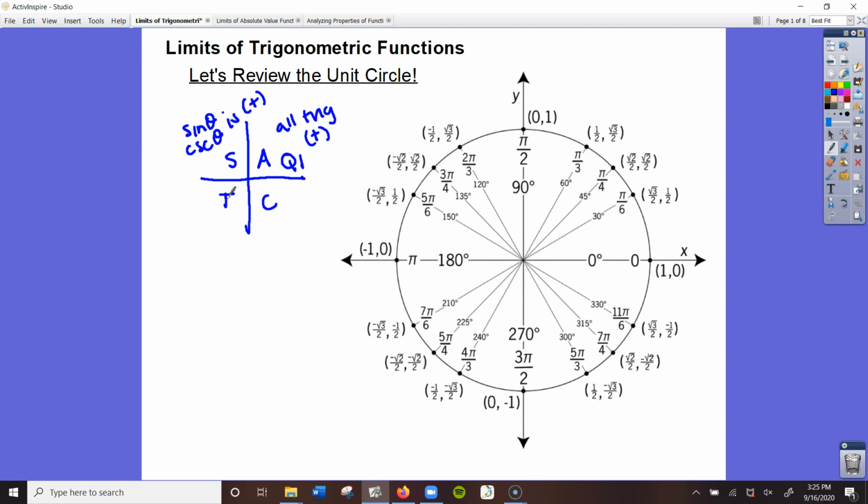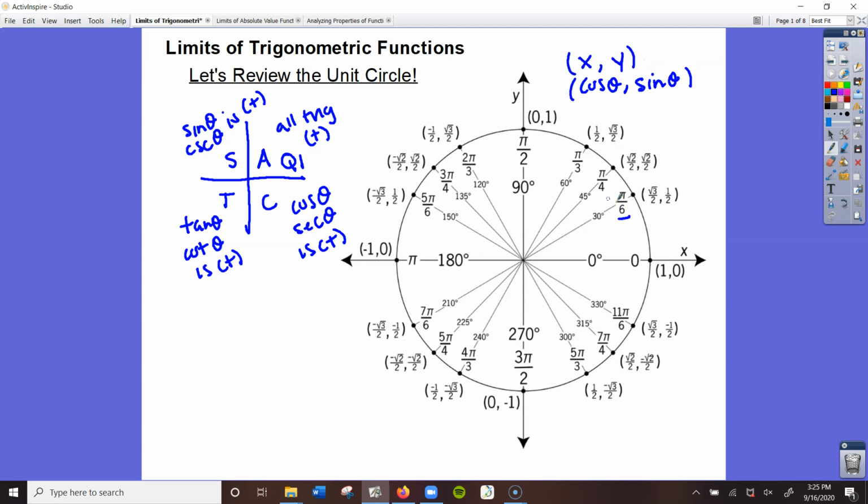In quadrant 3, tangent and cotangent are positive. And in quadrant 4, cosine and its reciprocal secant is positive. Now keep in mind that the x value is your cosine and the y value is the sine of your radian measure. In calculus, we're only looking at the radians, not the degrees.